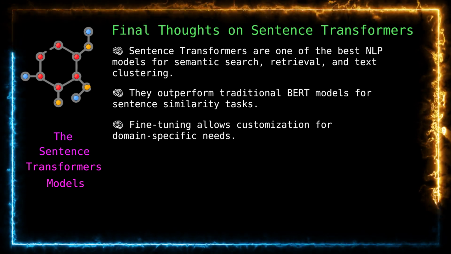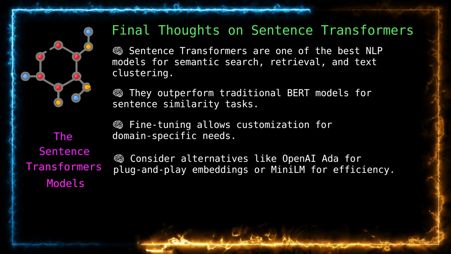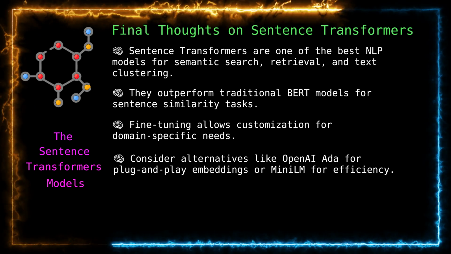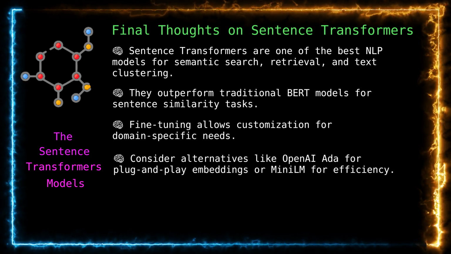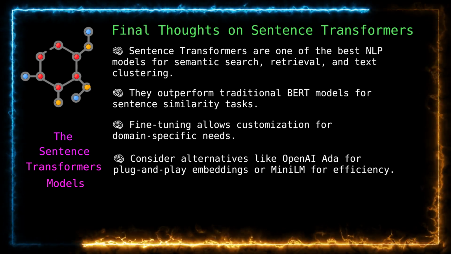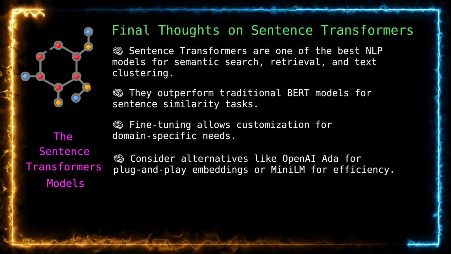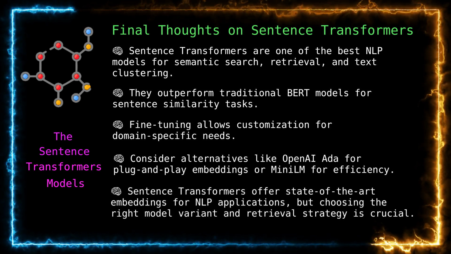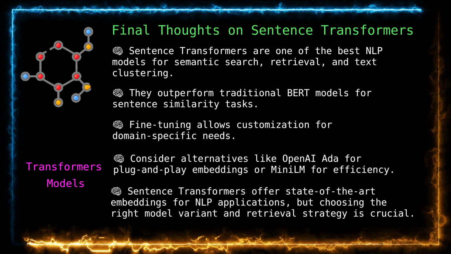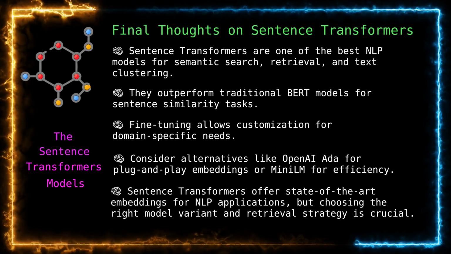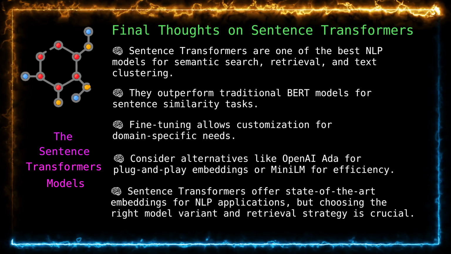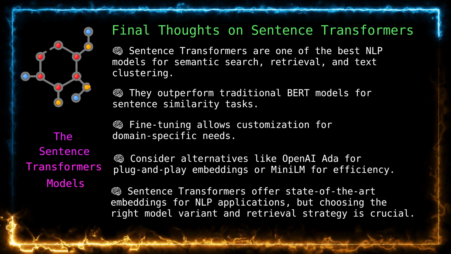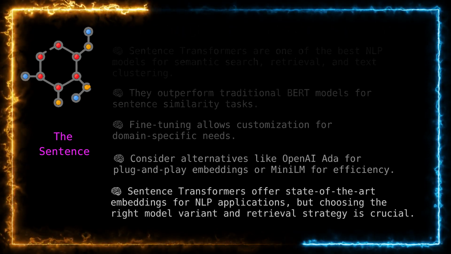Fine-tuning gives you the flexibility to customize models for domain-specific applications, whether it's legal, medical, or technical content. If you need alternatives, OpenAI Ada provides a plug-and-play API solution, while MiniLM offers a lightweight and efficient approach for sentence embeddings. Sentence transformers deliver state-of-the-art embeddings, but selecting the right model variant and retrieval strategy is critical for optimizing performance in real-world applications.